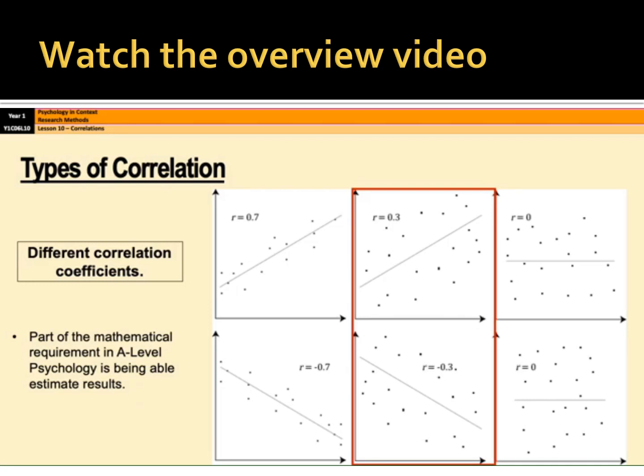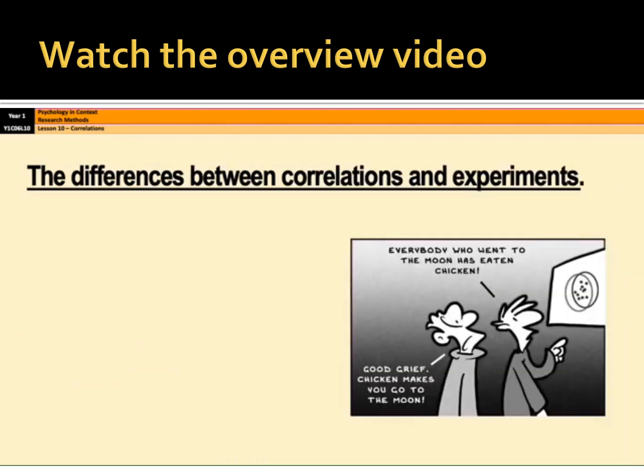Okay, so being able to see the difference in those and make a judgment call as to how good and how strong the correlation is something that you're going to need to be able to do. Okay, so the final bit before we move on to the evaluation points is just making sure that everybody is clear on the difference between a correlation and an experiment, because a correlation is what's known as a non-experimental method.